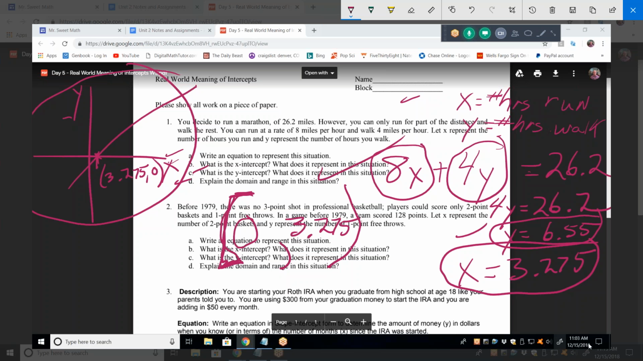As long as you're running, x is the number of hours that you ran at 8 miles an hour, then x is limited between 0 and 3.275, and that also deserves a bracket. Now, do you know the difference between brackets and parentheses? Yeah, if it's a bracket, it stops there, but if it's a parentheses, it goes on.